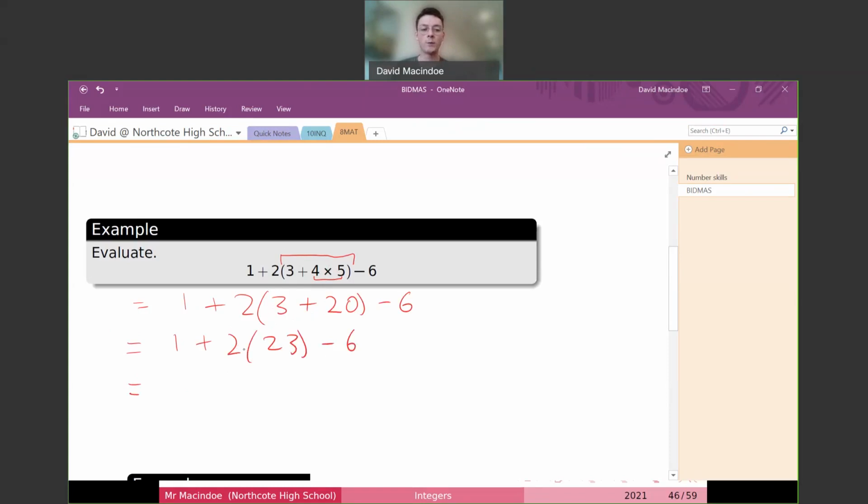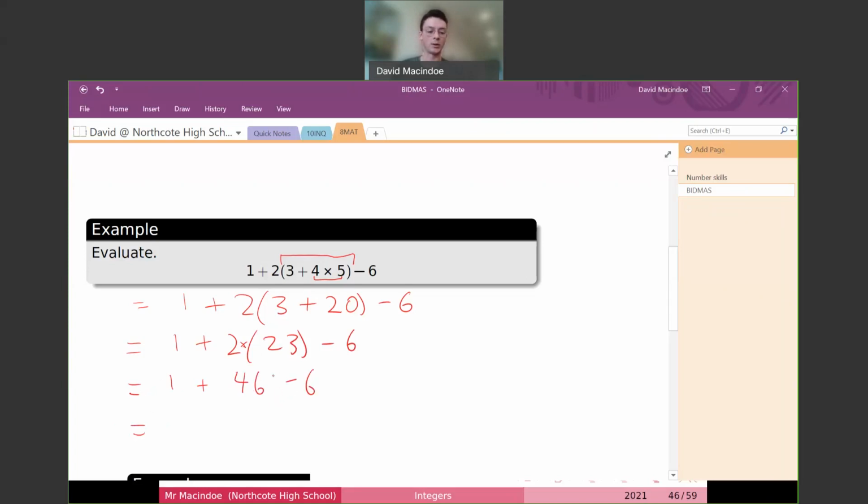You may remember whenever we do that in maths, that there's an implied times sign in here. A little times sign there that we don't bother writing because it actually comes up quite a bit. So we're doing 2 times 23, which gives me 46. Take 6.